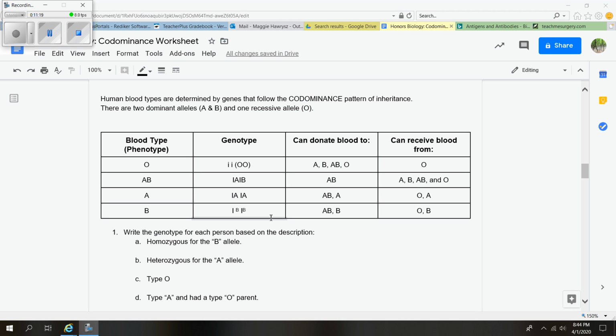We're going to have some type of assessment over this material, probably maybe Friday, if not Monday. That was what I wanted to talk about in relation to making sure that you understand the phenotypes and the genotypes and how to do Punnett squares with blood typing. So now comes the question: who can donate blood to whom, and who can receive blood from whom?